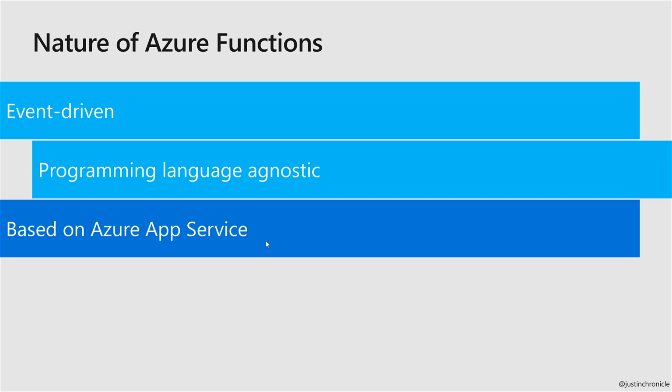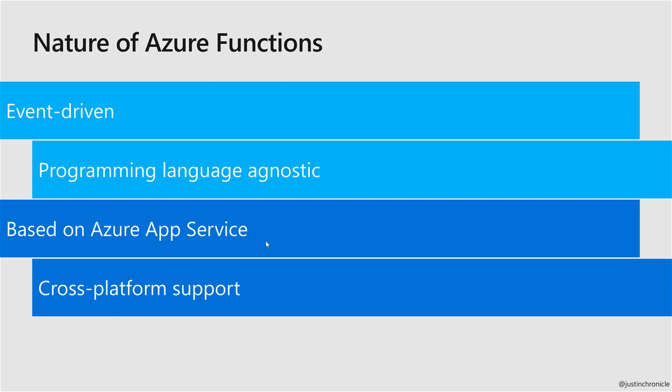Now we are talking about the Azure Functions specific features. Azure Functions is basically Azure App Service, so it's running on top of Azure App Service. So we can make use of pretty much every feature available on Azure App Service, plus Azure Functions specific features, such as Azure Functions proxy. Also, the good thing is that Azure Functions supports cross-platform: it can run on Windows, on a Linux box, and even on some other operating systems.